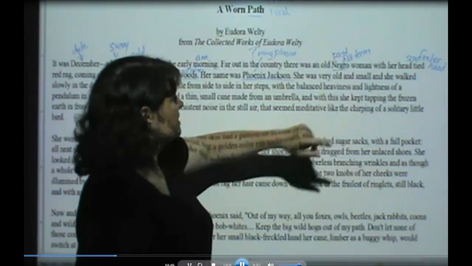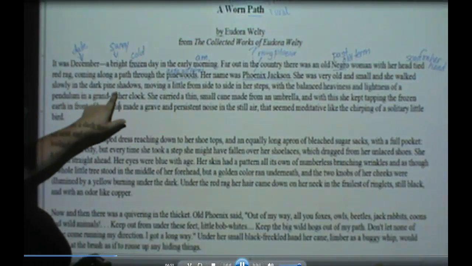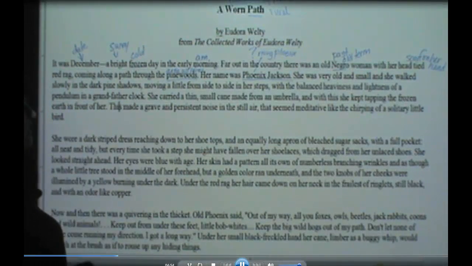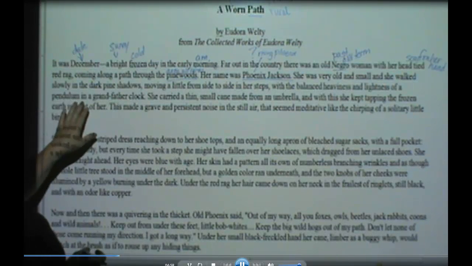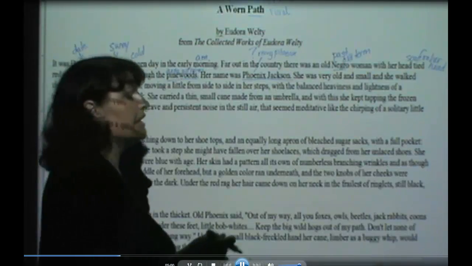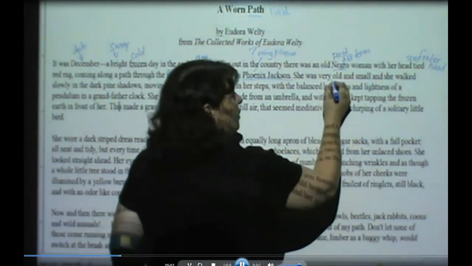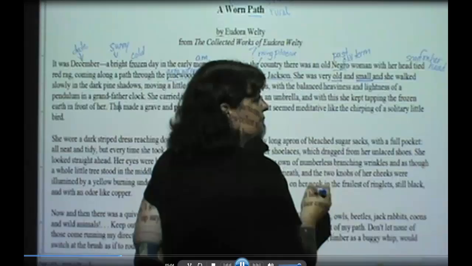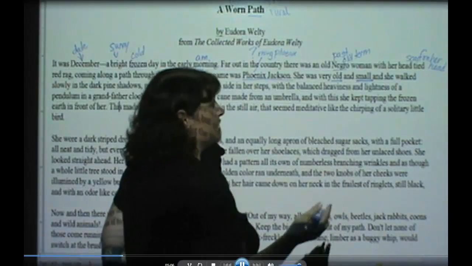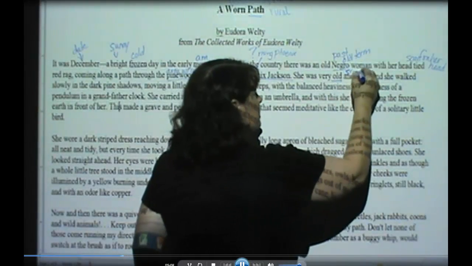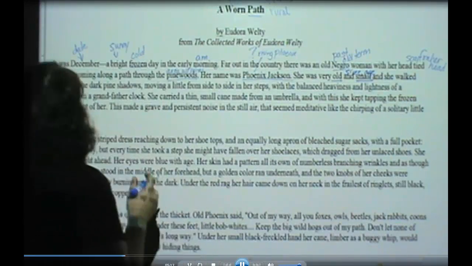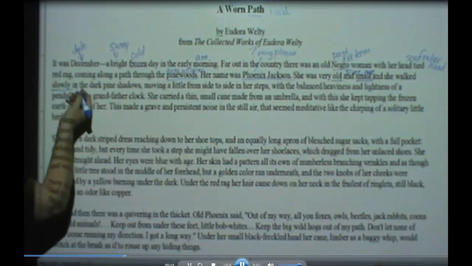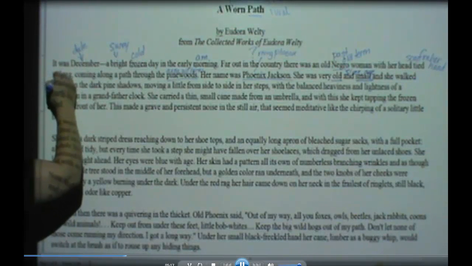"She was very old and small, and she walked slowly in the dark pine shadows, moving a little from side to side in her steps with the balanced heaviness and lightness of a pendulum in a grandfather clock." We have some great detail here, old and small. So now we know much more about Phoenix Jackson. We know her size. We know generally an age. And she walked slowly. So I might ask myself with this, does she have trouble walking?